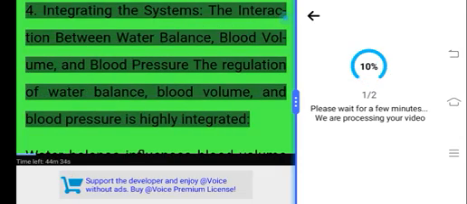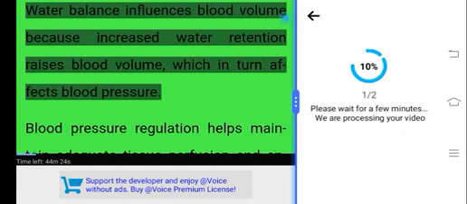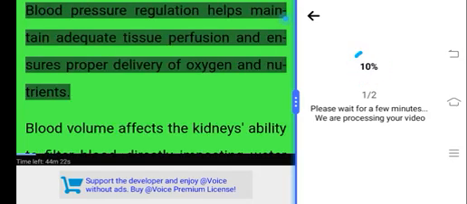4. Integrating the systems. The interaction between water balance, blood volume, and blood pressure. The regulation of water balance, blood volume, and blood pressure is highly integrated. Water balance influences blood volume because increased water retention raises blood volume, which in turn affects blood pressure. Blood pressure regulation helps maintain adequate tissue perfusion and ensures proper delivery of oxygen and nutrients.